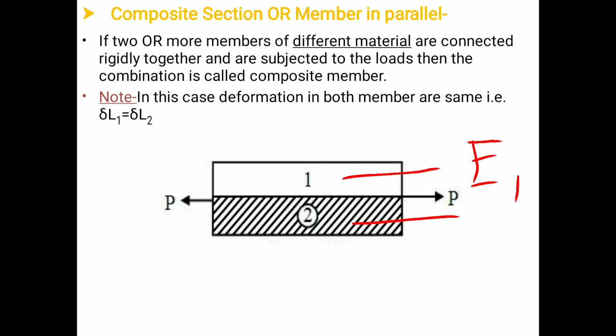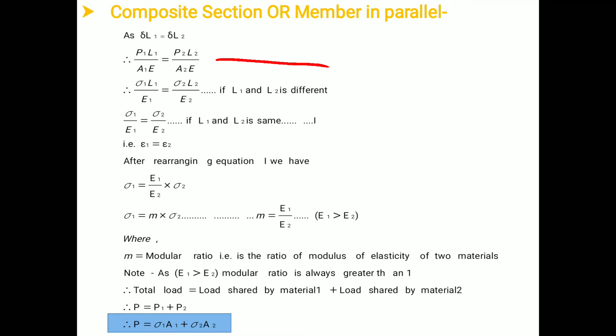Now as those are rigidly connected to each other, the deformation in member 1 will be equal to the deformation in member 2. That is, delta L1 will be equal to delta L2. This is the key concept when the member is in parallel, because the same thing we have to apply to solve the numerical. Now as the members are parallel to each other, it will act as one unit, and therefore the deformation in both the members will be same. Therefore delta L1 will be equal to delta L2.